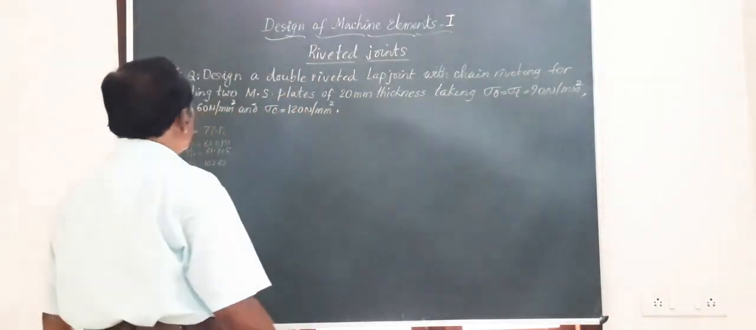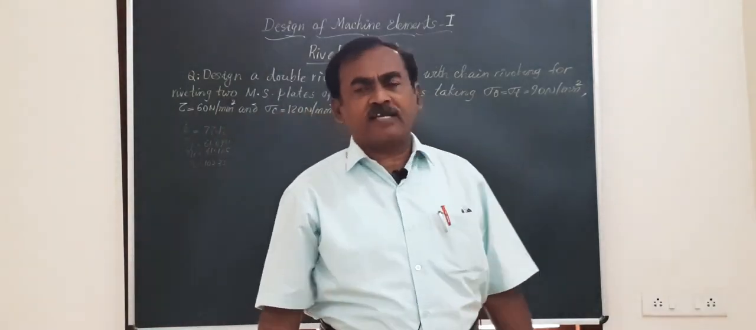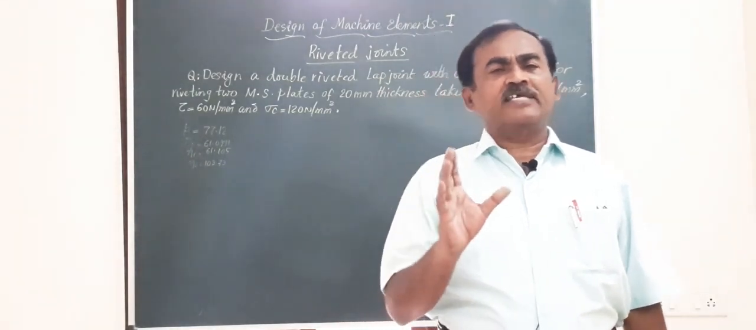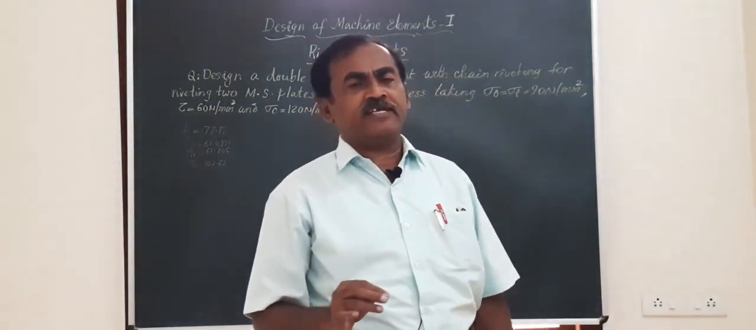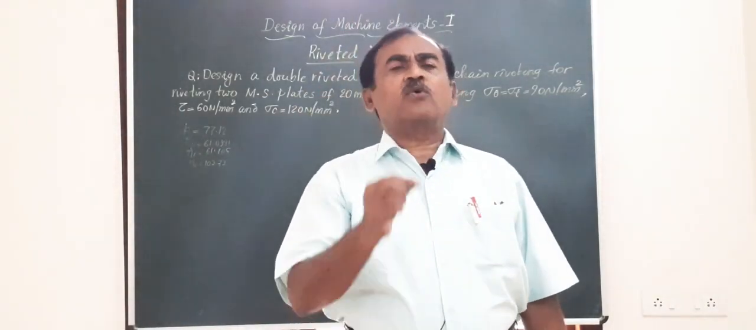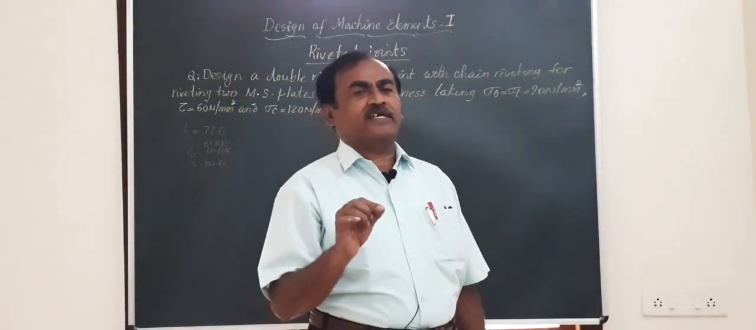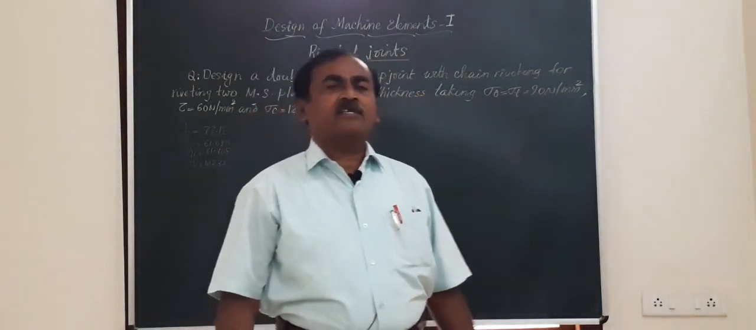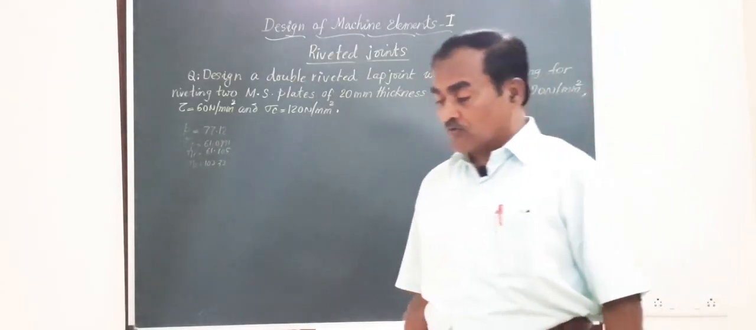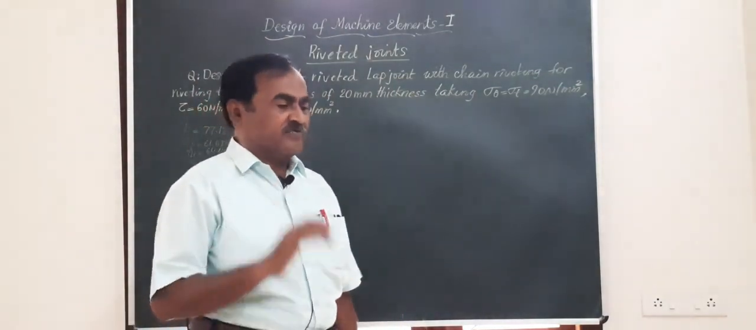Friends, in today's session, we have to design a double riveted lap joint. When I say design a double riveted lap joint, it means you have to find out, for the given thickness of the plates to be riveted, what the diameter of the rivet should be, what the longitudinal pitch and the transverse pitch should be, and what margin is to be provided to prevent the tearing of the plate. Then you have to find out the efficiency of the joint and the mode of failure. All these are the parameters that you are going to design in any of these riveted joints.